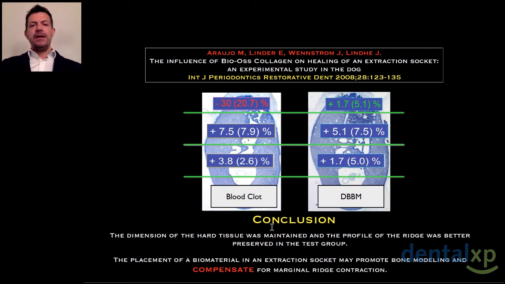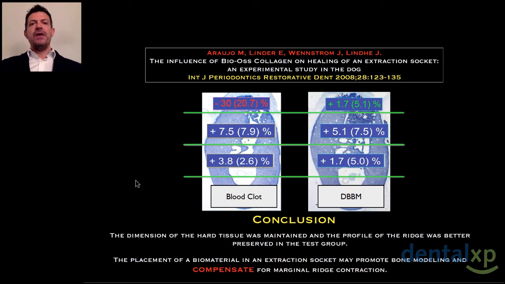In conclusion, we can affirm that the dimension of the hard tissue was maintained and the profile of the ridge was better preserved in the test group. The placement of a biomaterial in an extraction socket may promote bone modeling and compensate for marginal ridge contraction. This terminology is really important, to compensate for marginal ridge contraction.